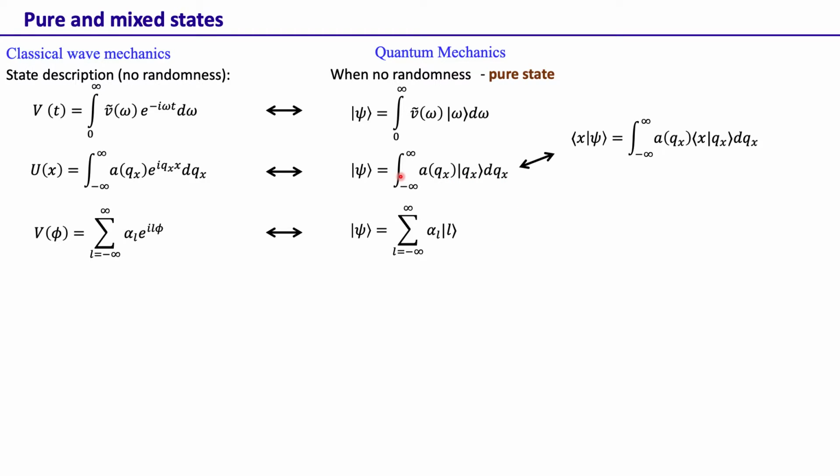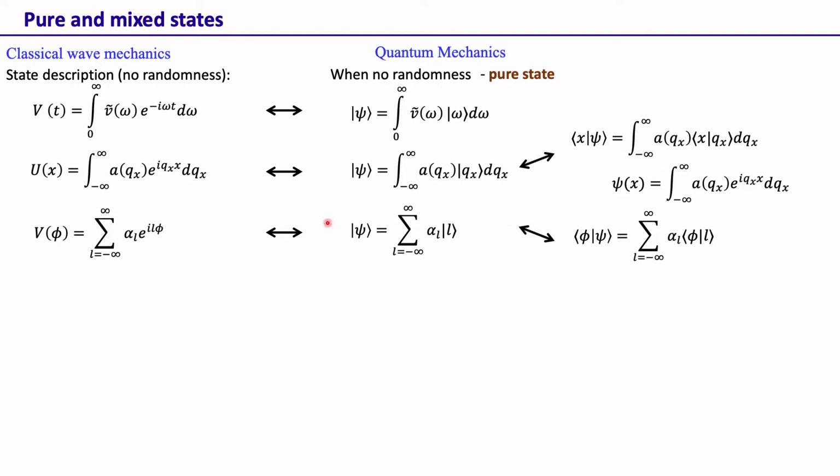Now, if we take this state and take its projection on the position basis, that means I am taking the projection here as x. So, then again the projection over x. This equivalent can be written like this, which says psi of x is equal to the integral of a(q) e^{iqx} dq. So, this is just the wave function. This is the state representation. This is the wave function representation, and we can see that this representation and this representation are very similar.